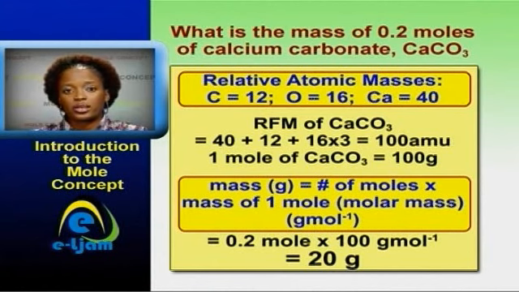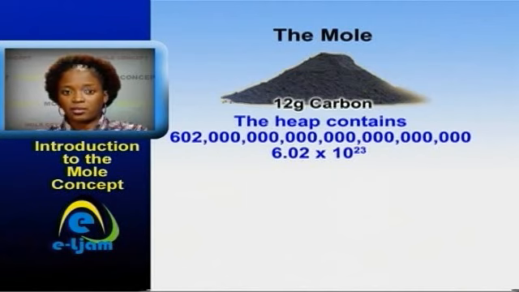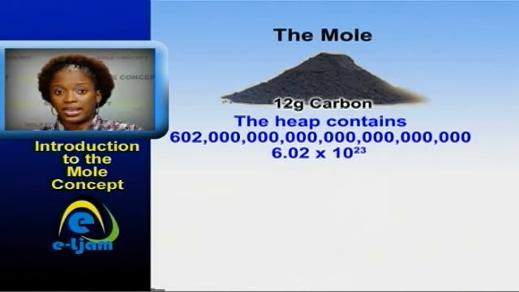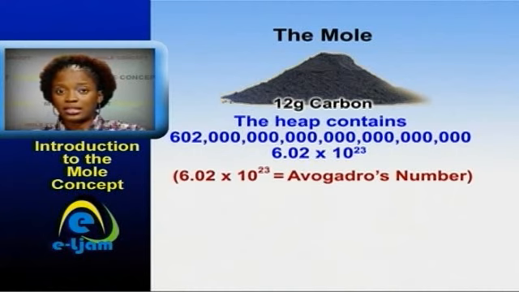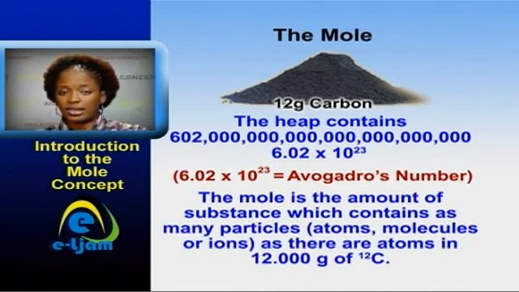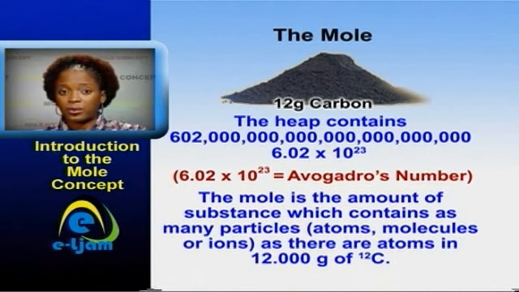The number of individual entities or particles, atoms, molecules, or ions, can also be calculated from the RAM and RFM. Earlier, we said that 1 mole of a substance is the amount of that substance that contains the same number of atoms as the carbon-12 atom. This is Avogadro's number, 6.02 times 10 to the 23 atoms. It follows that 1 mole of any substance contains this number of particles, be it atoms, molecules, or ions.